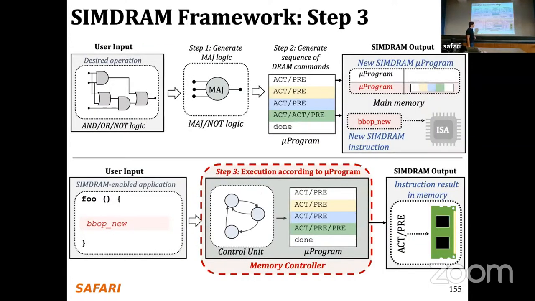And that's what we do in step three. Once one instruction appears in the code, this could be high-level language code, right? When this new BBOP instruction appears, it is sent to the memory controller for the memory controller to access or load the microprogram and then perform the execution on the memory chips.